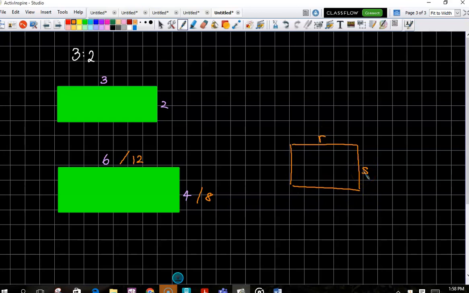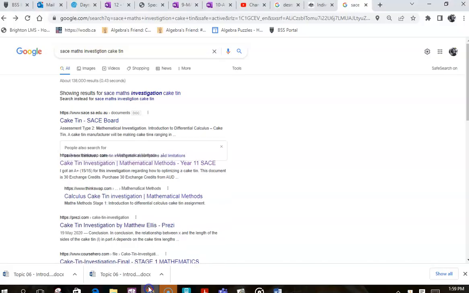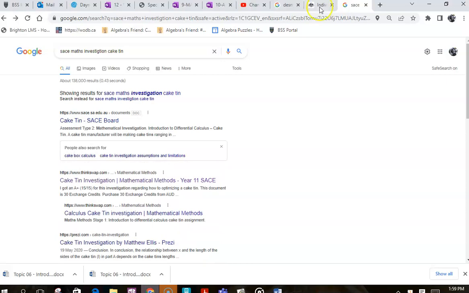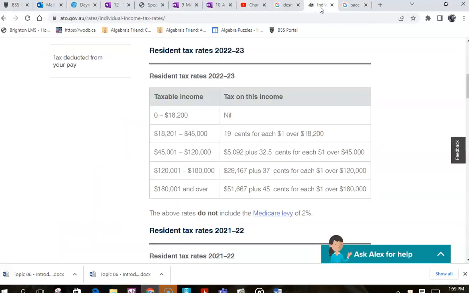Okay, so what would be your length if you're cutting out X by X? What's your expression for the length? What's your expression for the width? Put it into your volume formula. Can you expand it? Can you differentiate it and put it into your quad formula? So that's the extension part to the investigation.